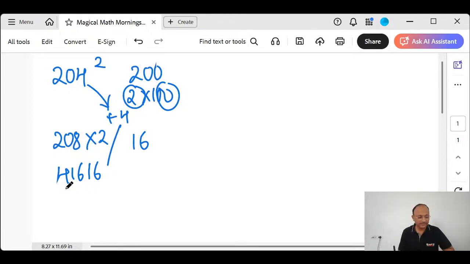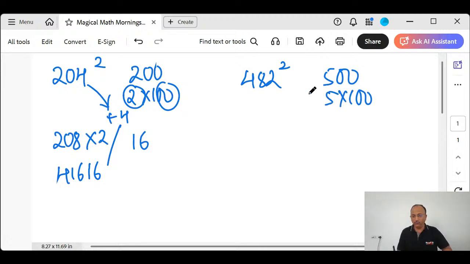Isn't it simple? Let's take one number a little bigger and a little more complicated. Let's take 482 square. This is closer to 500. Correct? So we'll take it as 5 into 100. 482 is deviating from 500 by minus 18.